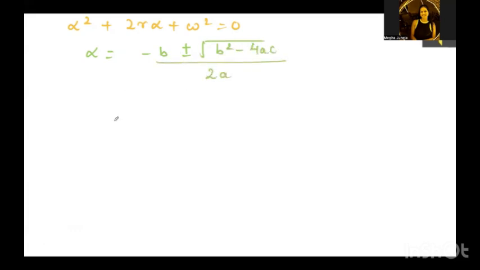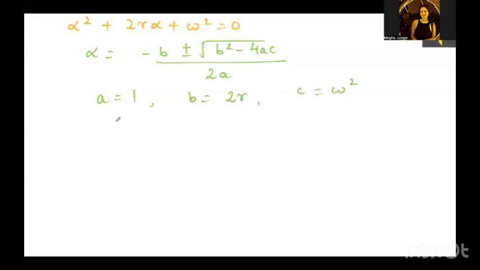So how will we find the solutions? The equation we have is alpha square plus 2 r alpha plus omega square is equivalent to 0. Now from here alpha is equivalent to, let's write the formula, minus b plus minus under root of b square minus 4ac over 2a. Let's substitute in this equation. First, see what a is here: a is equivalent to 1, b is equivalent to twice of r, and c is equivalent to omega square.